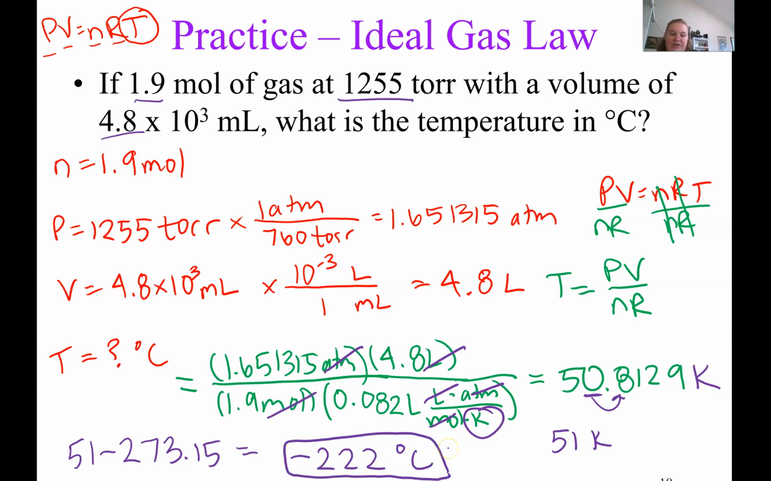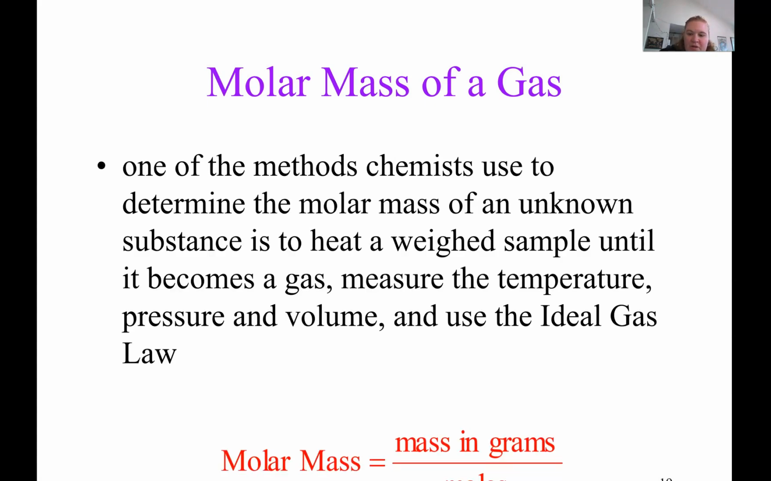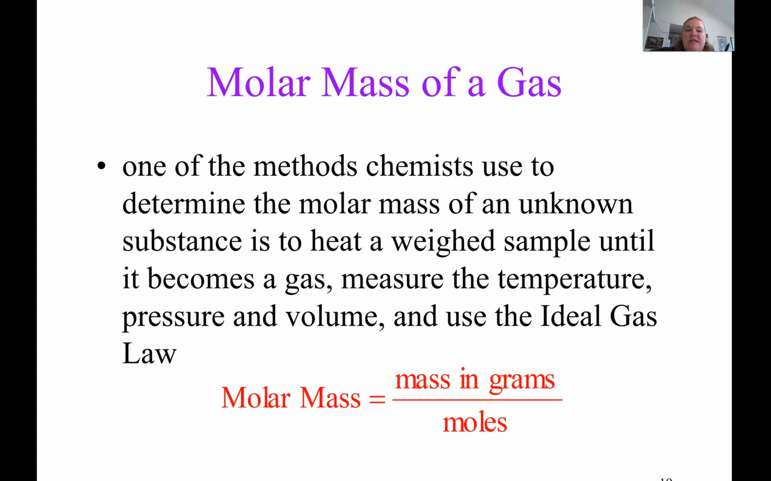Now we can't make predictions for this one like we did on the others. With the other ones, something was changing, and so we could predict how the other variable would react. But there's no changes happening here, so we don't really have a lot of predictions. One of the ways that gas experiments are used and the data is used is to calculate a molar mass. And just as a reminder, molar mass is grams over moles.